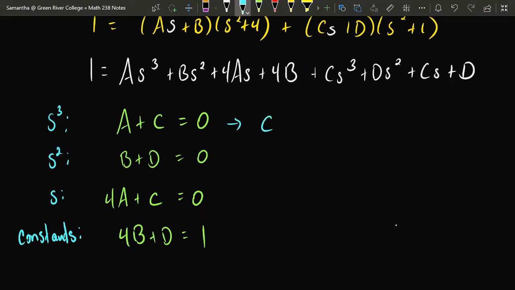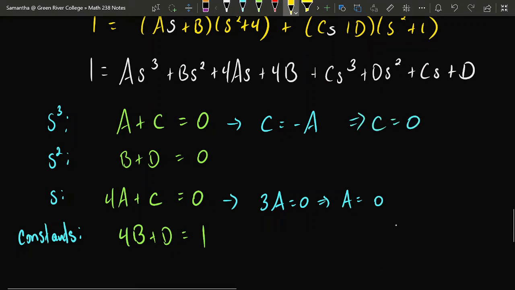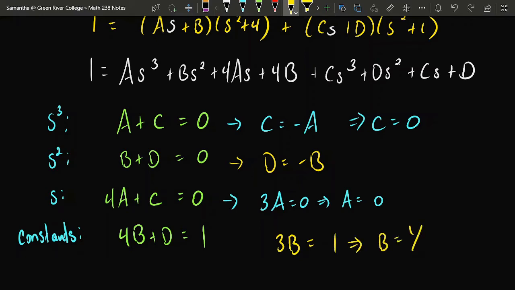Now the first equation implies that c and a are opposites. If I plug that into the third equation, that implies that 3a is equal to 0, so a itself is equal to 0, and therefore c must also be equal to 0. Equation number 2 implies that b and d are opposites. And if I plug that into equation number 4, I get 3b is equal to 1, so b is equal to 1/3, and therefore d is equal to negative 1/3.